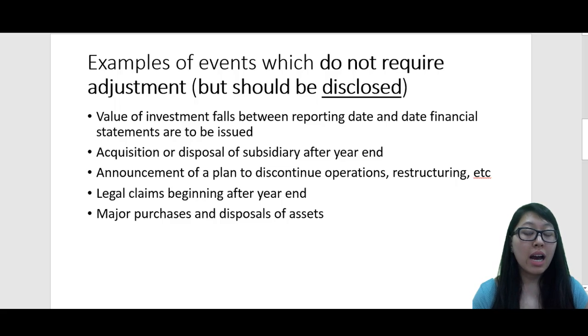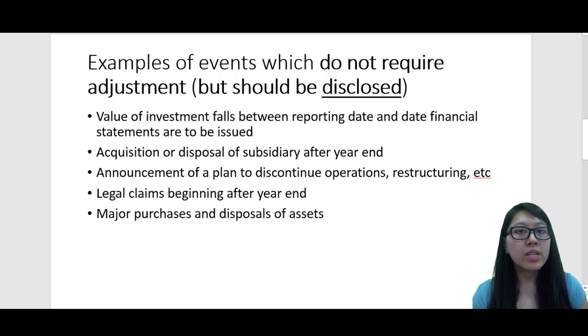legal claims beginning after the year end, which is the opposite of the previous slide, which was about legal claims that have occurred before the year end and we have made payments or receipts regarding them after the year end. In that case, that would be adjusting, but this one is not. And lastly, major purchases and disposals of assets. So basically, anything that is new that is going to happen and that does not have any continuation or any connection with something that exists during the year end, then you will not need any adjustment. But I repeat, you will still need to disclose them in the notes.